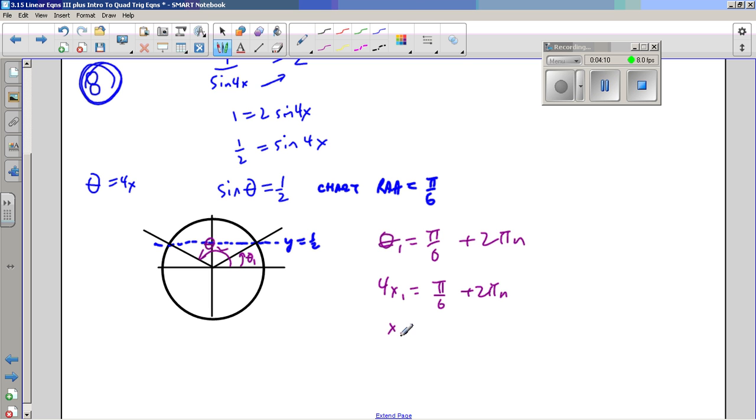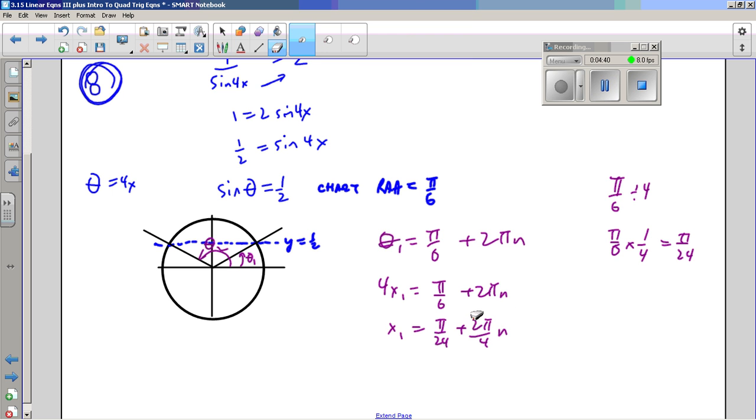Divide each part by 4. So now I've got pi over 6 divided by 4, or I could write it like that, but that looks terrible, so that's why I wrote the other way. How do I divide by 4? Well, I flip and multiply, and in fact, the 4 ends up in the bottom. That's pi over 24. And I divide this by 4, I get 2 pi divided by 4. This is actually pi over 2, and that's the period. We kind of knew that, pi over 2.